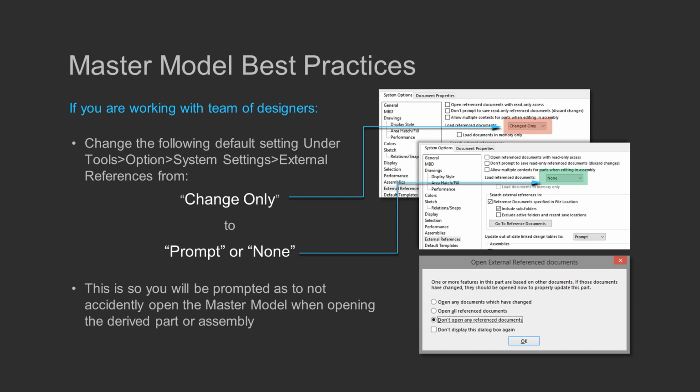What I would recommend is that you set it to prompt or none. I set it to prompt. So every time I open the derived part, it asks me, do you want to open the master? And I usually say no. So it's really imperative, and all of my colleagues at Spanner set this setting this way because of this potential issue. I would highly recommend that it's one of the first things you do if you're doing master models, to make sure that this setting is on prompt or none.